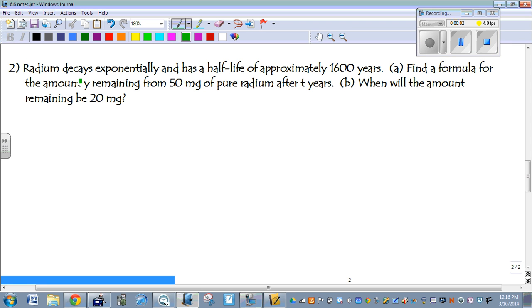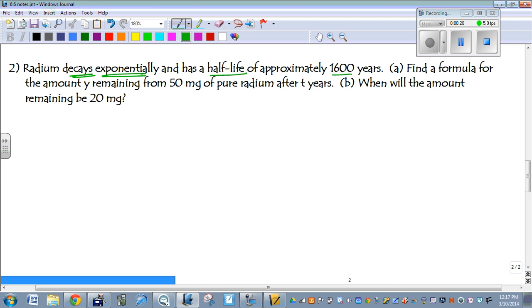Okay, number 2, radium decays exponentially, so we know we're going to use the exponential decay and growth formula. It has a half-life of approximately 1600 years. Find a formula for the amount y remaining from 50 milligrams of pure radium after t years. So we're trying to find a formula for this.